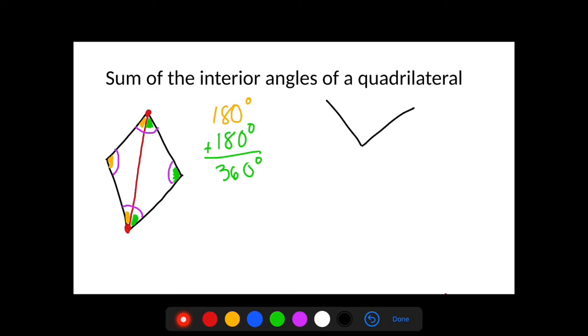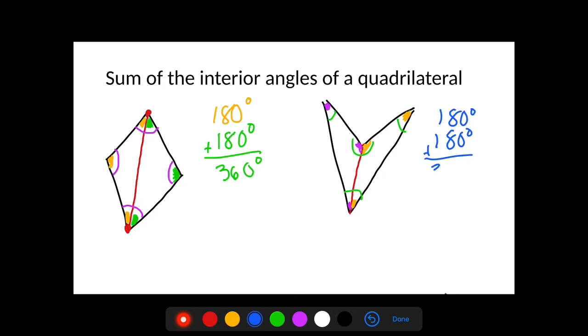It doesn't matter if I have a concave quadrilateral. I can still break it into two triangles and still look at the interior angles of both triangles and see that combined, the interior angles of both triangles make up the interior angles of the quadrilateral. So since it was two triangles, I end up with 360 degrees.